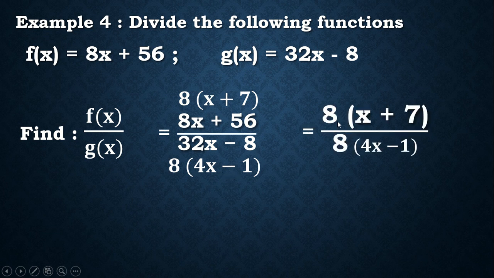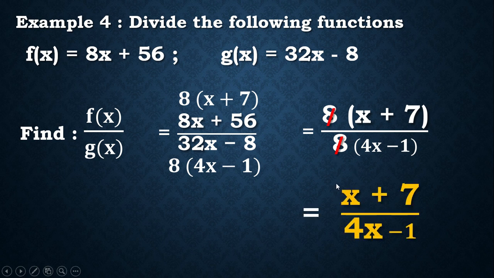So we have 8 multiplied by, or the 8 times the quantity of x plus 7 over 8 times the quantity of 4x minus 1. And then we have to cancel the common factor, which is 8, in both numerator and denominator. So our answer for example number 4 is x plus 7 over 4x minus 1. That is our answer for example number 4.